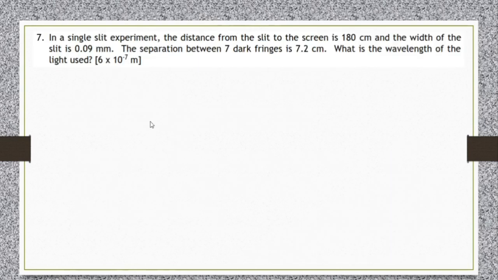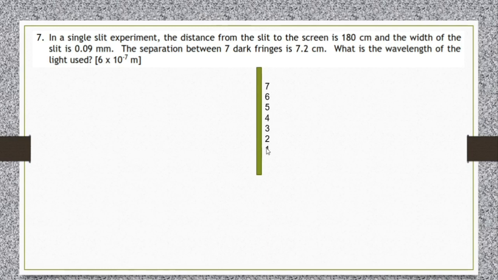The next number is number 7. In a single slit experiment, the distance from the slit to the screen is 180 centimeters. That will be L. The width of the slit will be D. The separation between 7 dark fringes, I will draw this. This is the first, second, third, fourth, fifth, sixth, and 7th dark fringes. So the separation between 7 dark fringes is 7.2 centimeters.